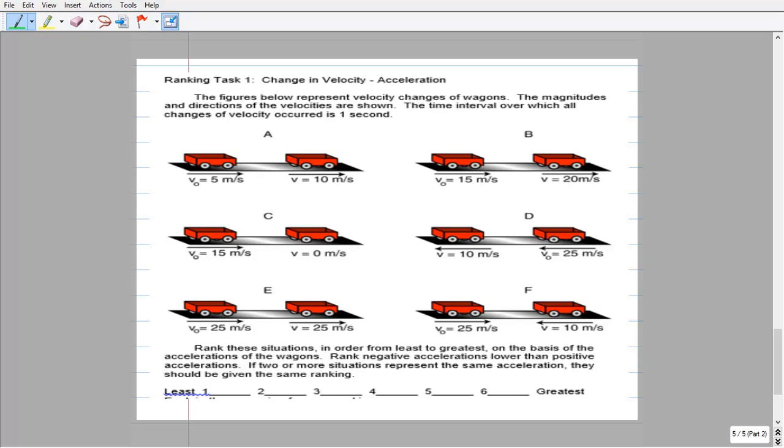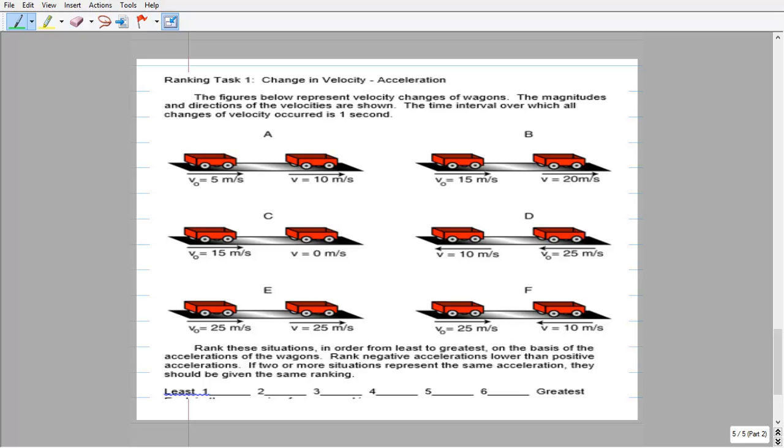Extension 3 in Module 1 deals mainly with changes in velocity, or as we've learned now, acceleration. In fact, Ranking Task 1 asks us to rank these according to the acceleration. Remember that acceleration is a vector quantity. It can be both negative and positive. We're going to rank the negatives lower than 0 or any of the positive accelerations. So how do you figure this out?